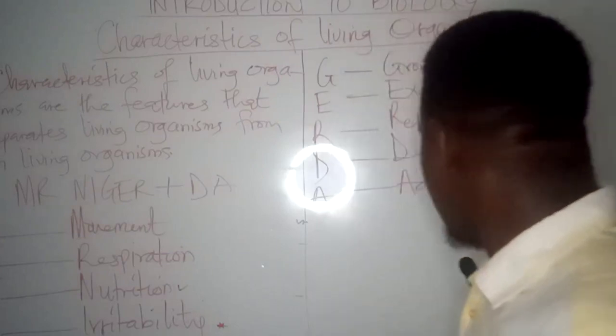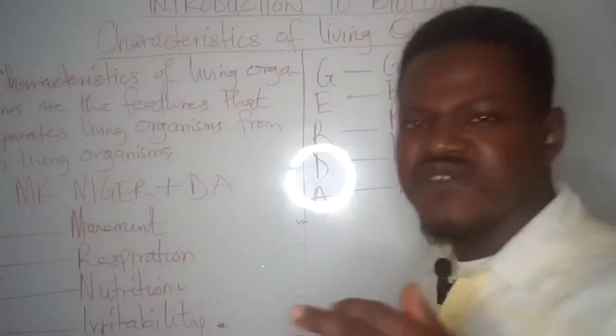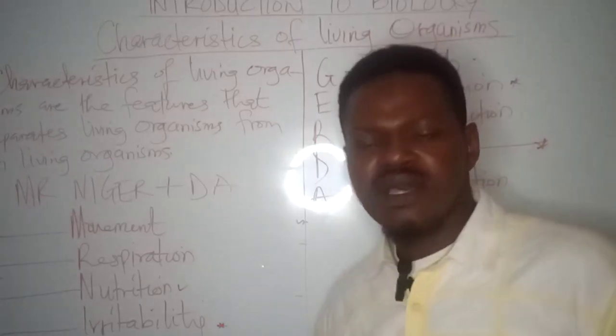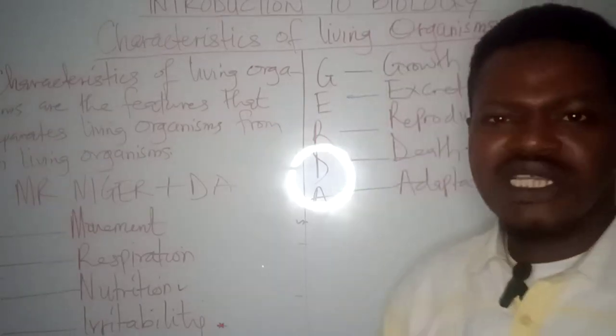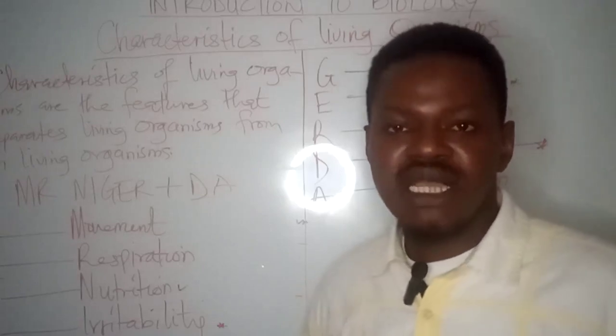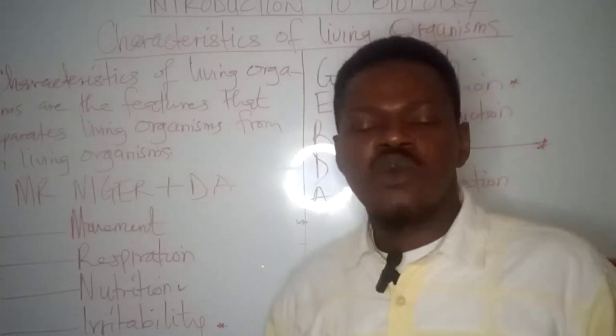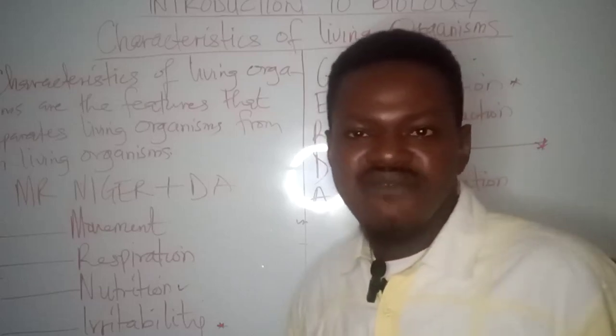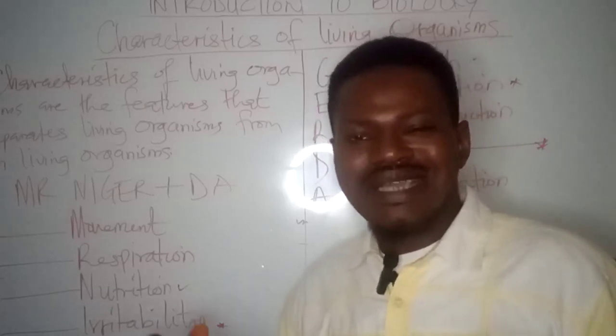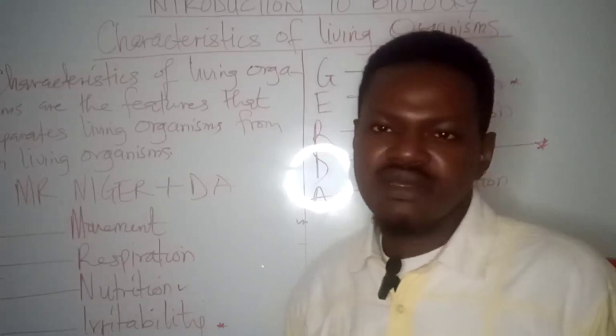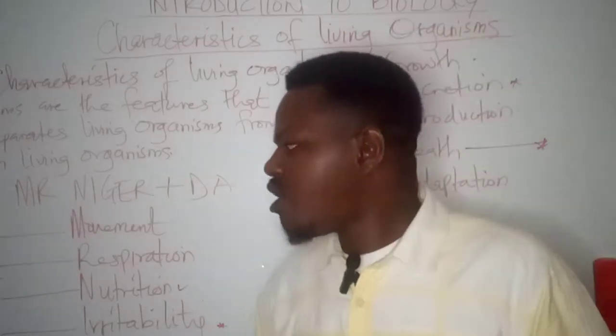And lastly, we have adaptation as the feature of living things. You see, living things must naturally adapt to their environment, otherwise it will be difficult for them to survive. See, when living things are better adapted to their environment, it boosts their chances of survival. Is that okay? All right.